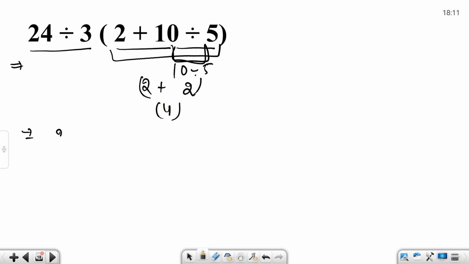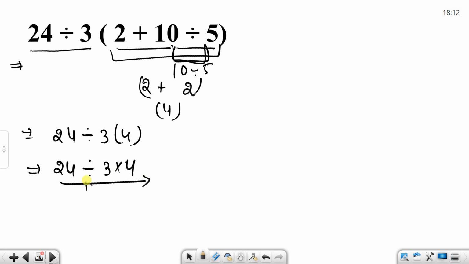Now, let's take 24 divided by 3, bracket 4. Next, 24 divided by 3, remove the bracket, and then multiply by 4. Now, we'll check from left to right. The first priority is division, the second priority is multiplication. So let's solve it from here: 24 divided by 3, then multiplied by 4.